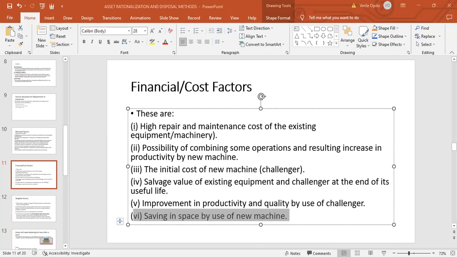But if you are looking into newer models like the flat screen, they just require small space. So you don't have to have a whole room just to have a 55-inch TV or a 65 or a 75-inch TV. It is going to require a very, very small space. So that is, again, a factor that the business just needs to consider when looking into the financial factors before they consider the replacement of an asset.